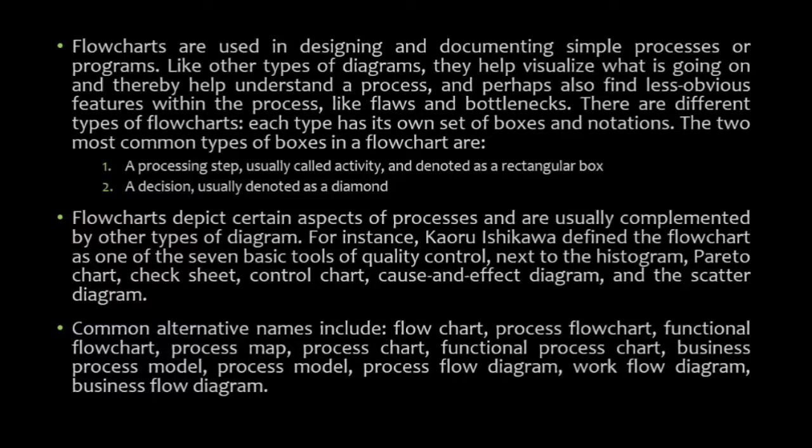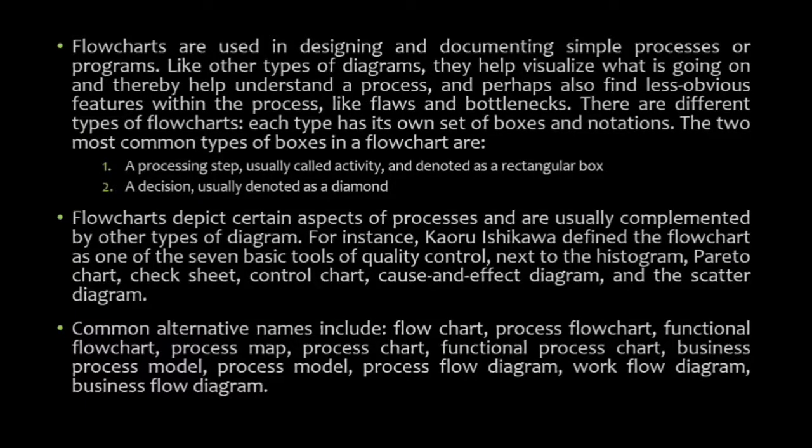There are different types of flowcharts. Each type has its own set of boxes and notations. The two most common types of boxes in a flowchart are, first, a processing step, usually called activity and denoted as a rectangular box. Second, a decision, usually denoted as a diamond.